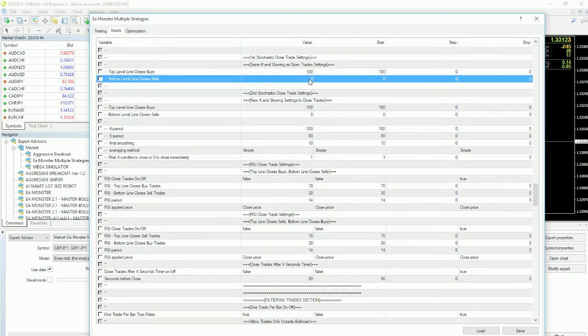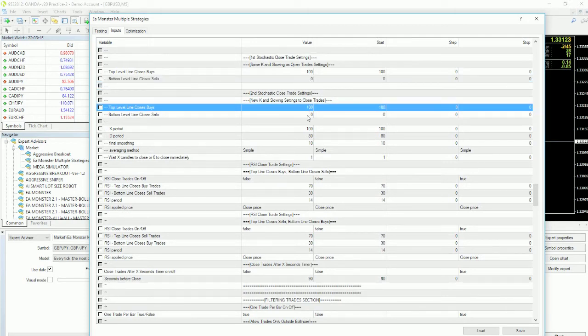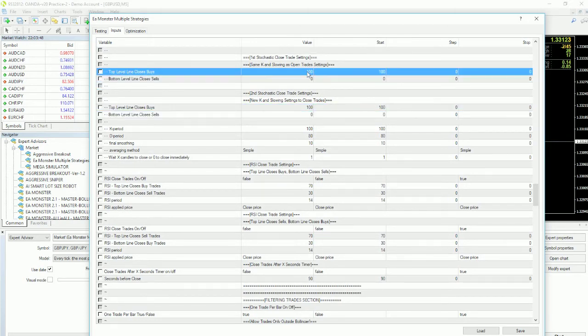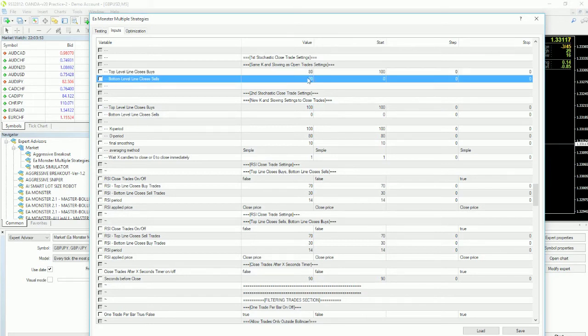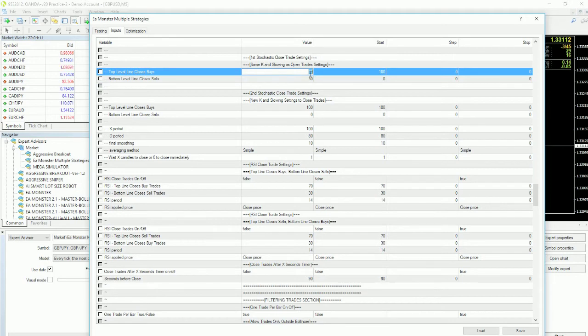First, stochastic close trade settings. This is set at the default 100 and 0. The second one is set at 100 and 0. If you put this down to 80 and set this to 20, it's going to close when the K crosses: the buys will close on the 80 here, the sells will close on the 20. You can literally change this to be any levels, 30, 70. You can change this to be the top level that closes buys.